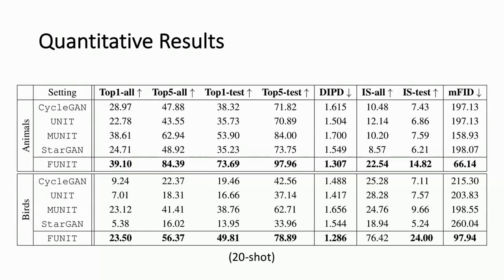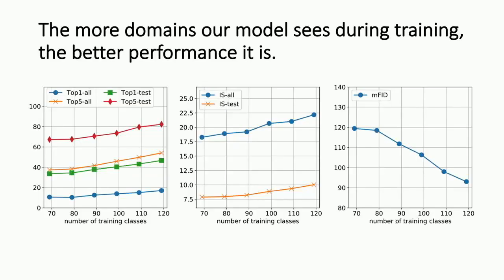I will talk about this now. Here, we vary the number of training classes that the model sees during training. And the more classes the model sees during training, the better performance it gets at test time. So the first two metrics are the higher the better, and the last one is the lower the better.